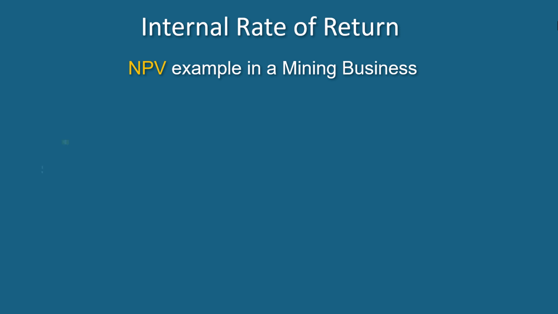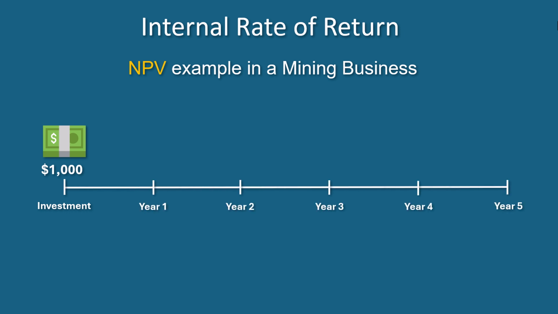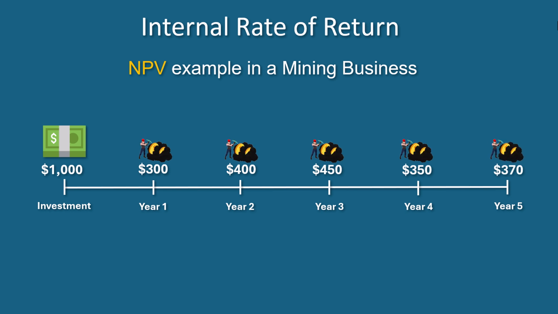For example, you are starting a Bitcoin mining project which will need $1,000 investment. The project will continue for 5 years. At the end of the first year, it gives you a return of $300. Second year, $400. Third year, $450. Fourth year, $350. And the final year gives you a return of $370.